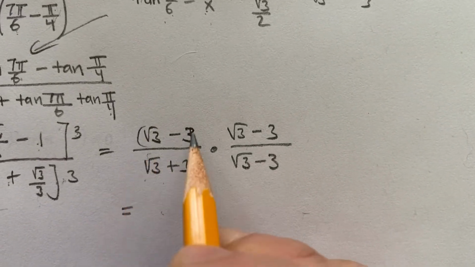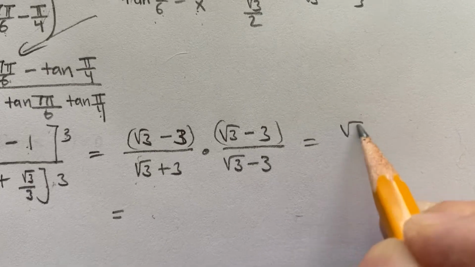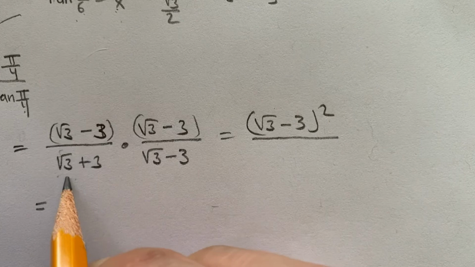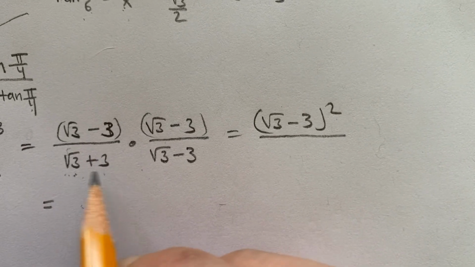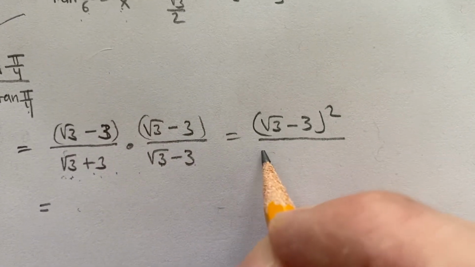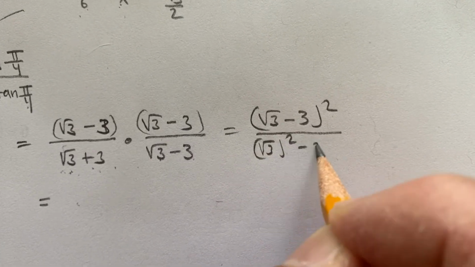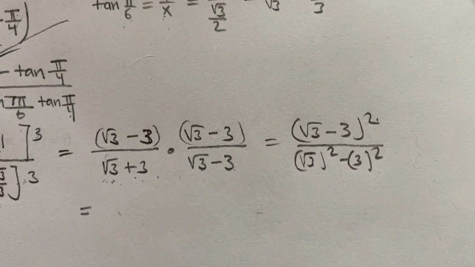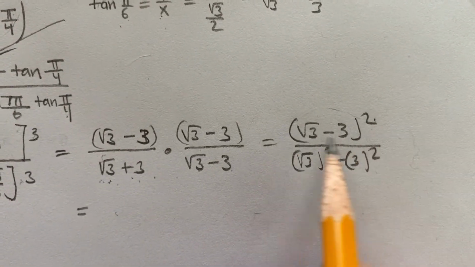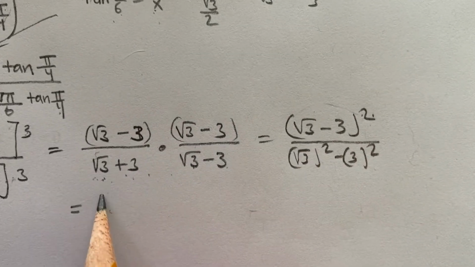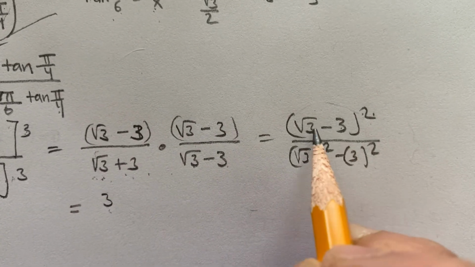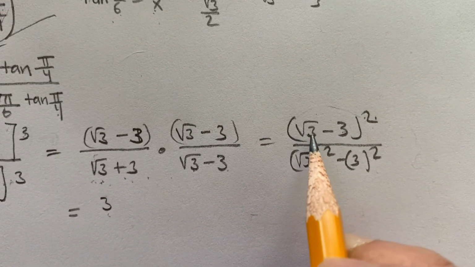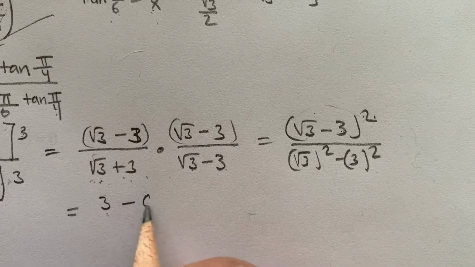In our numerator, this is root 3 minus 3 quantity squared. In our denominator, remember this is the pattern of difference of two squares. A plus b times a minus b is root 3 squared minus 3 squared. Difference of two squares here. This is the square of a binomial. So practice foiling. Let's do this in our head. Root 3 squared is 3. Minus 2 times a times b. 2 times this is 6, times this is minus 6 root 3.